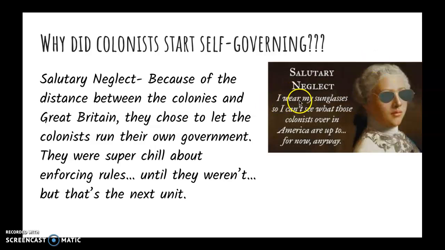I have this guy here. I wear my sunglasses, so I can't see what those colonists over in America are up to, for now anyway.